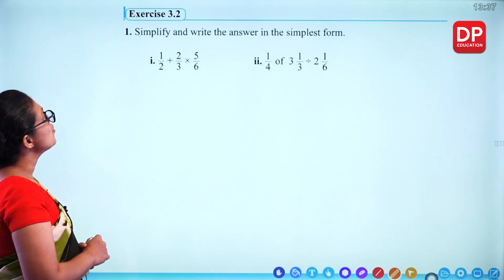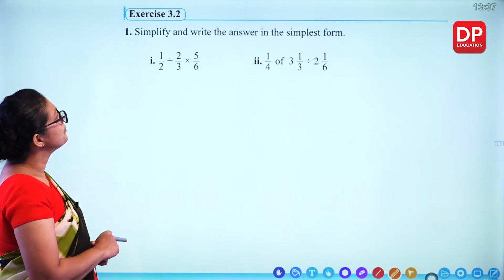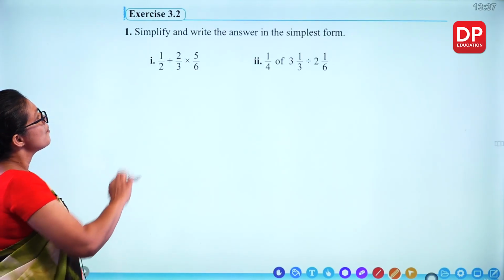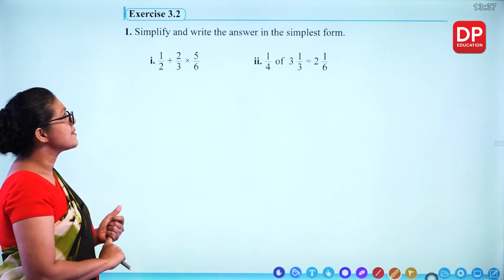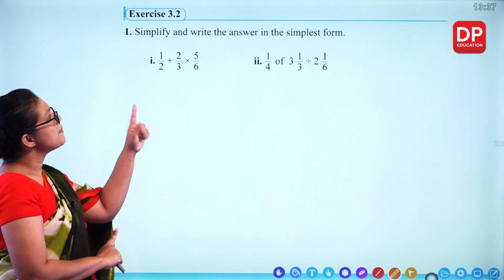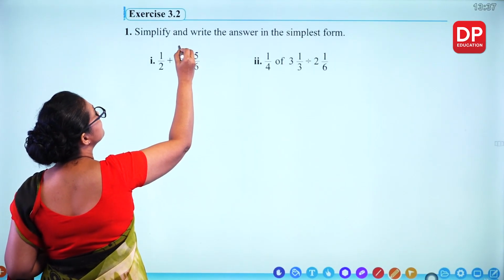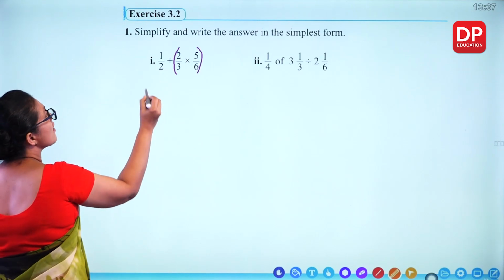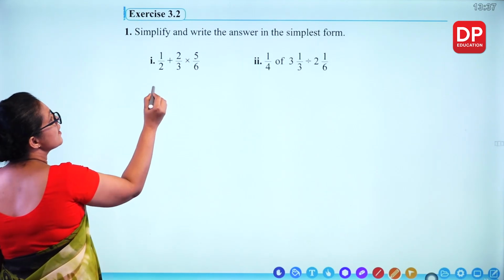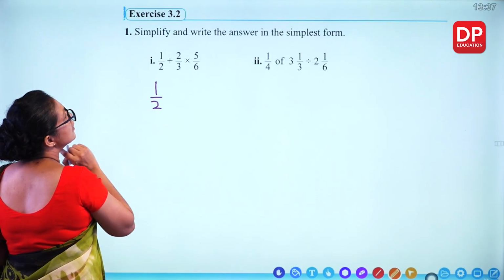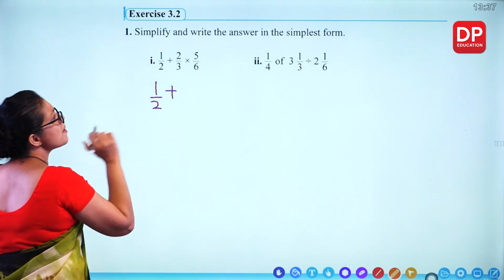Exercise 3.2. Simplify and write the answer in the simplest form. When you refer from left, according to BODMAS, you have to do multiplication first. So we have to do this part first. Okay, so there's no brackets. Don't get confused with brackets. Okay, half plus. Do this one separately.